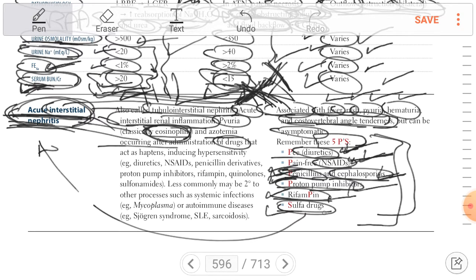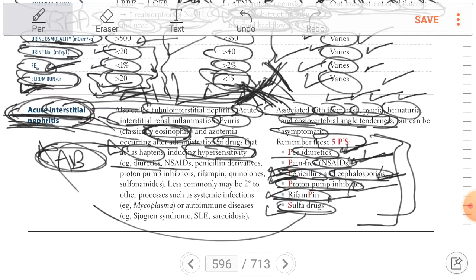Why these drugs? Because they will act as hapten. Hapten is a type of antigen. It's like an antigen. So the antibody will attack it, leading to what? Hypersensitivity. So these drugs will be treated as hapten. So hapten is like antigen. So the antibody in the patient will attack this hapten because it's a foreign antigen. So antibody attack for it, leading to hypersensitivity.